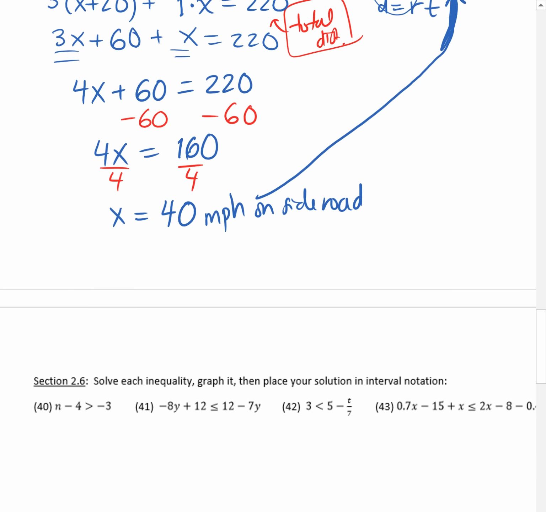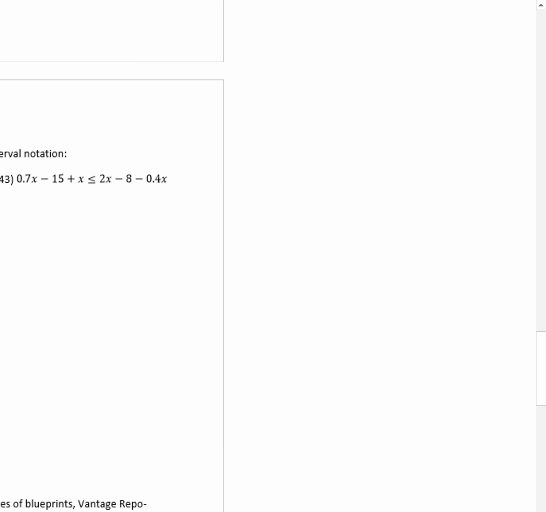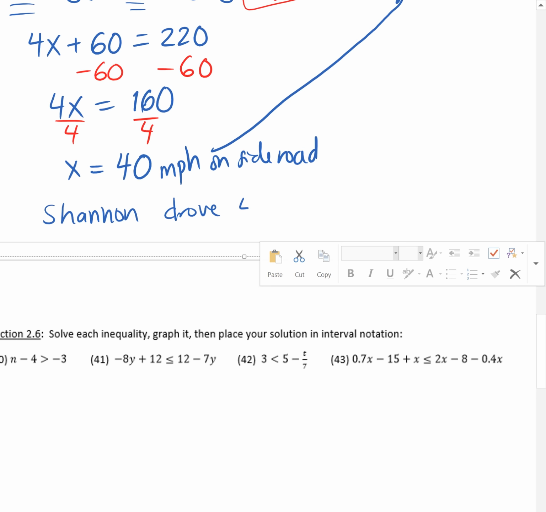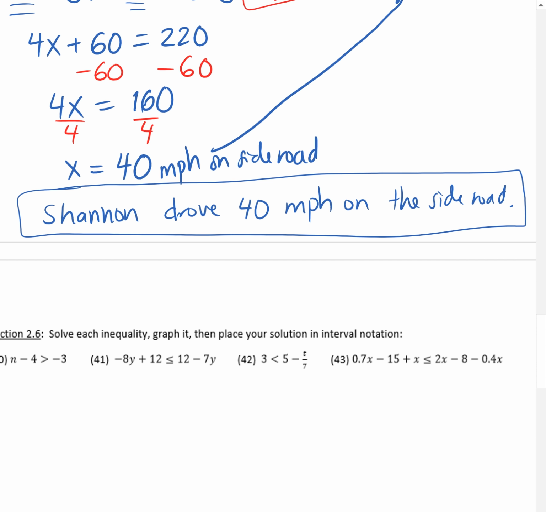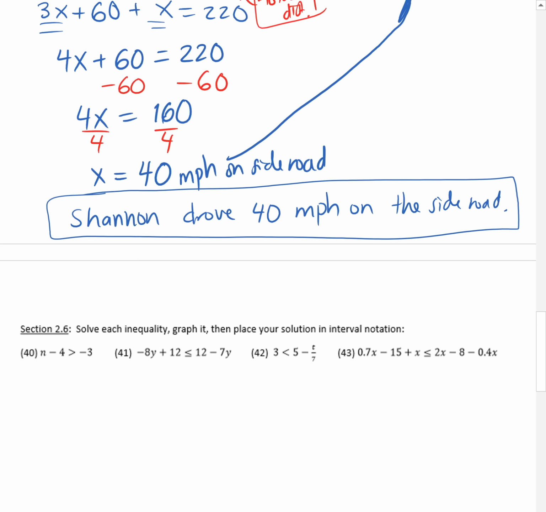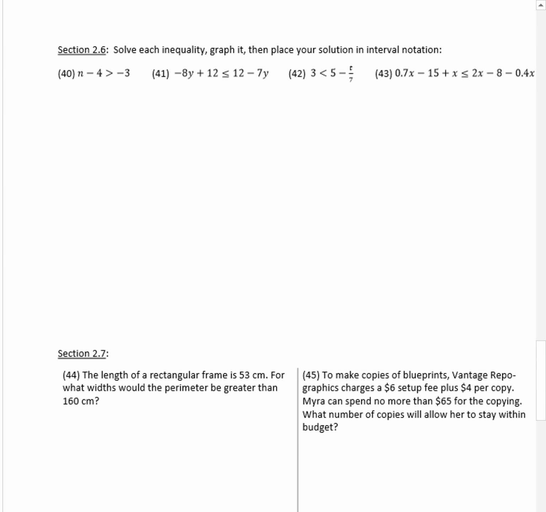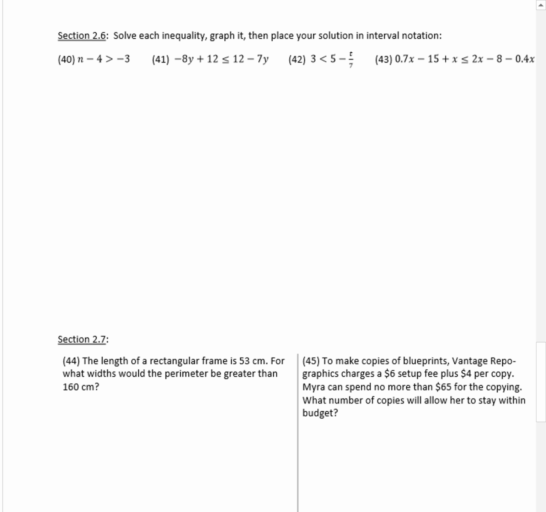Shannon. Shannon drove 40 miles an hour on the side road. Whew. All right, we did it. That's such a nice answer too, so I almost feel like we have to have gotten it right. You know, if we got it wrong, what are the chances? Come on. Whew. Okay. Now move on to the next section.